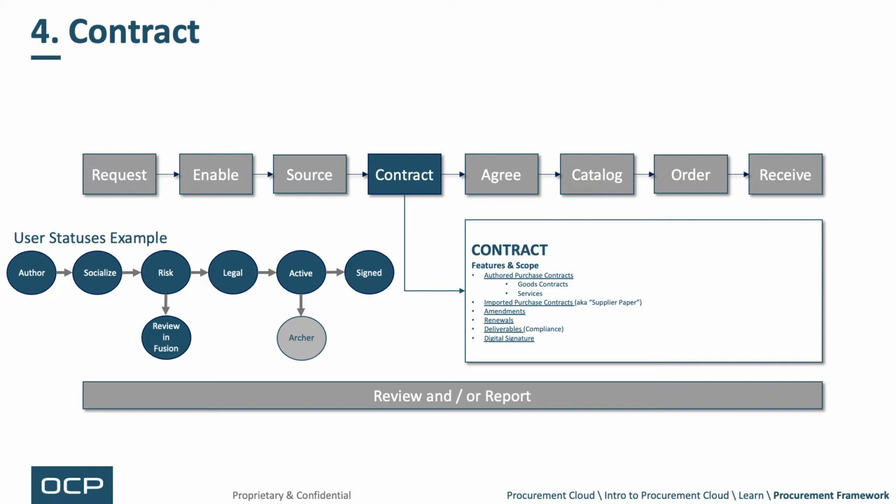Now, if you'll draw your attention to the left, we highlighted the user statuses example because this is something that's really nice within Fusion Procurement Cloud that allows us to sub-assign micro statuses, if you will, between when a contract is first authored or drafted and when it's signed or active, or if you want to say approved.